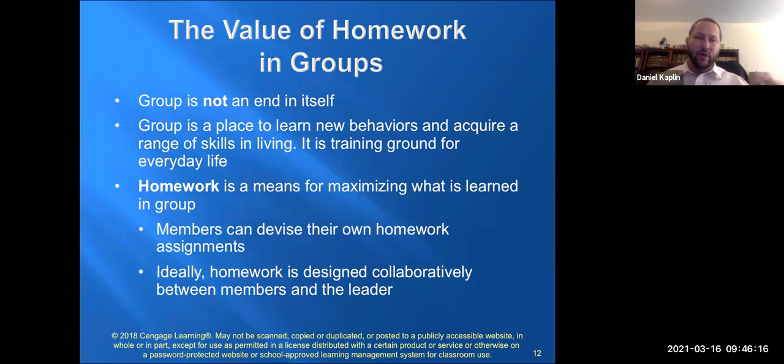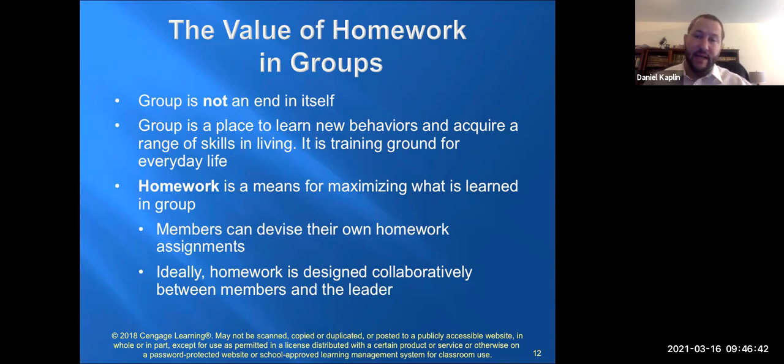So if you use homework, you give people an opportunity to connect to what happened in group between groups, which means that instead of having 60 to 90 minutes with these individuals, now you're giving them the opportunity to think about the experiences of group 24/7. You're giving them the full range of experience.